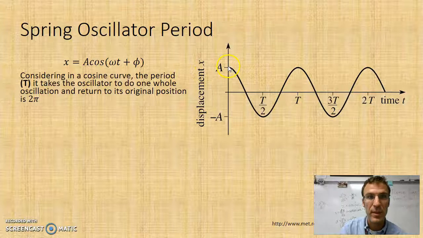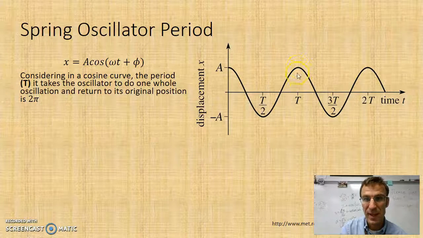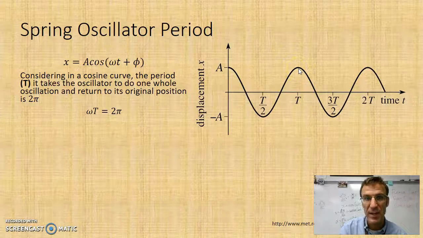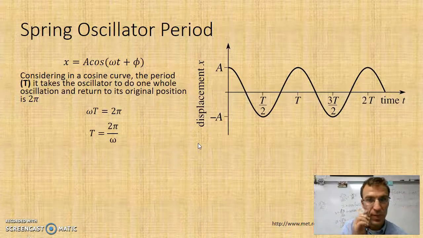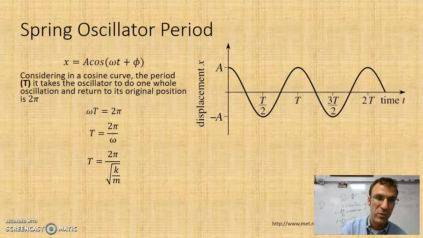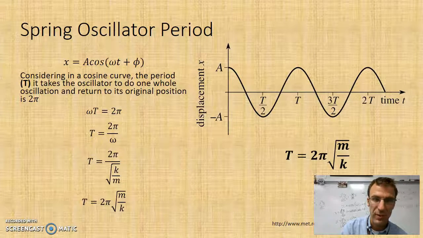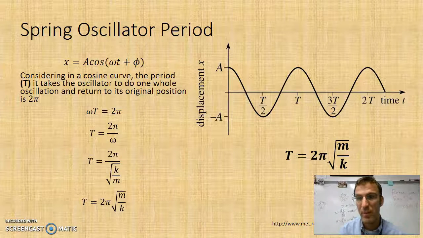Now, the time it takes to get here, omega times the period, is in essence 2 pi, because when cosine is 2 pi, it's back to its start phase. So when omega times the period equals 2 pi, we can rearrange this to solve for the period. The period is 2 pi over omega. Remember, omega is the square root of k over m. So the period is 2 pi times the square root of m over k.